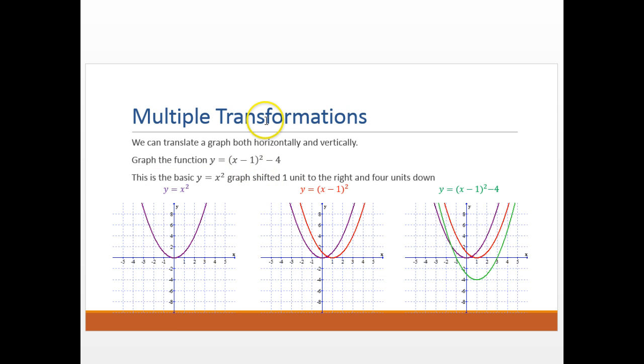Now we can do multiple transformations at one time. If we have y equals the quantity x minus 1 squared minus 4, this is the basic y equals x squared graph shifted 1 unit to the right, since the minus inside goes the opposite, and 4 units down. So if I start out with my basic graph y equals x squared, y equals the quantity x minus 1 squared shifts to the right 1 unit, and y equals the quantity x minus 1 squared minus 4 shifts to the right 1 unit and down 4 units. Notice the shape of all these graphs is basically the same. All I'm doing is shifting them left and right and up and down.